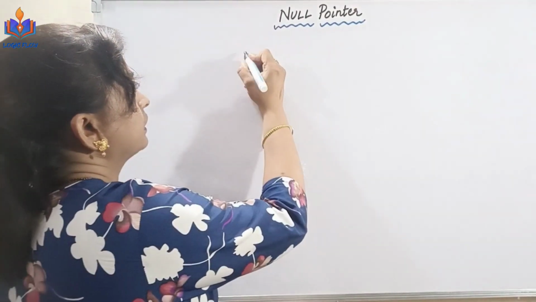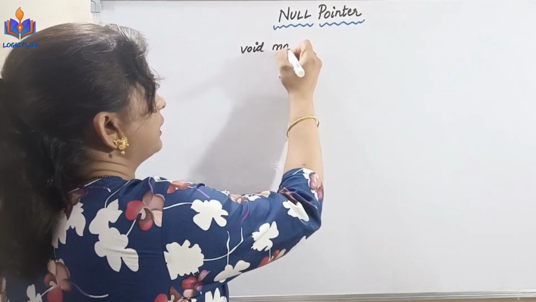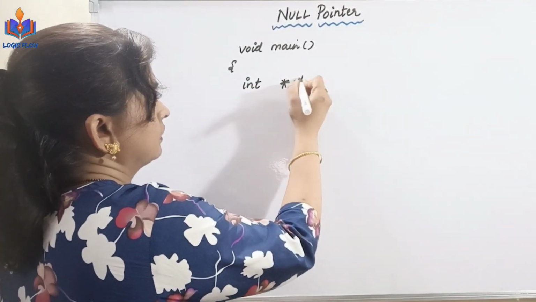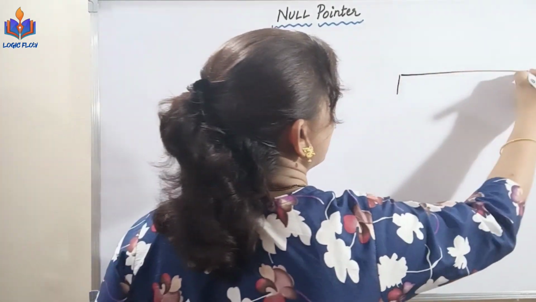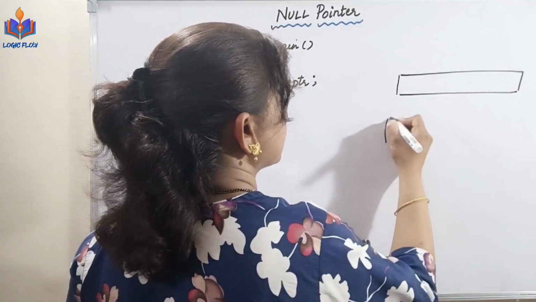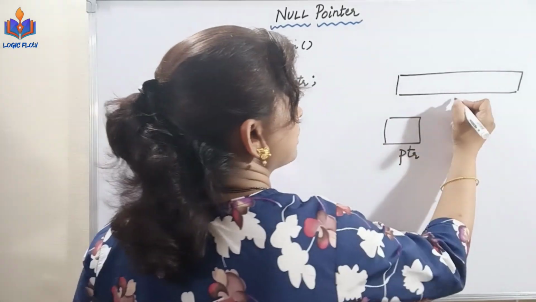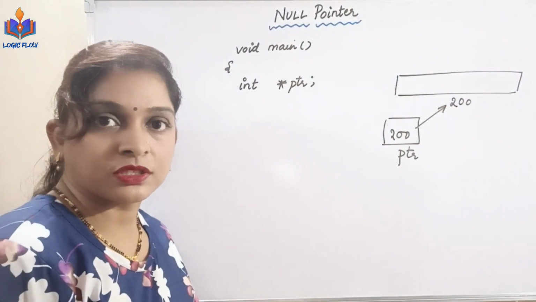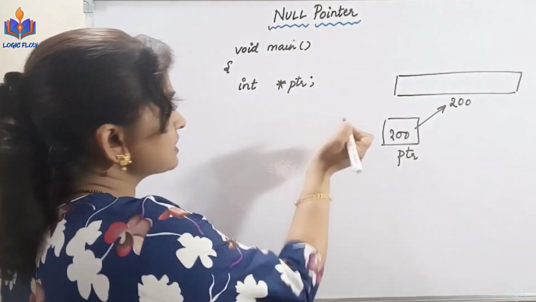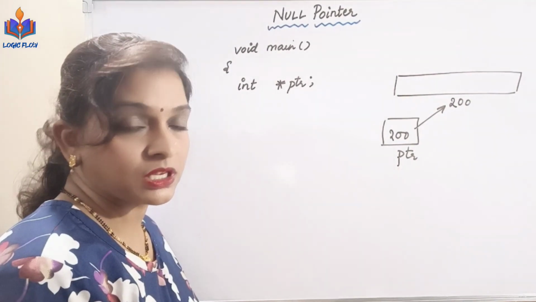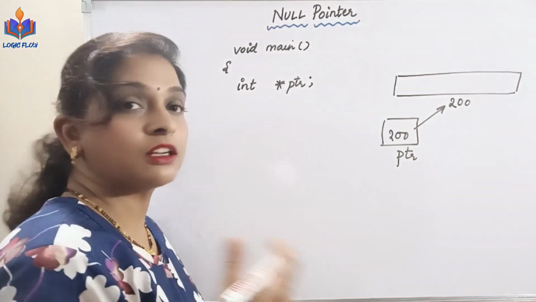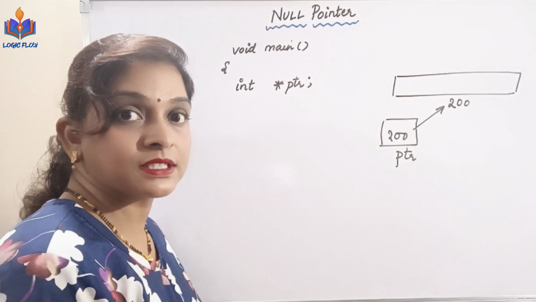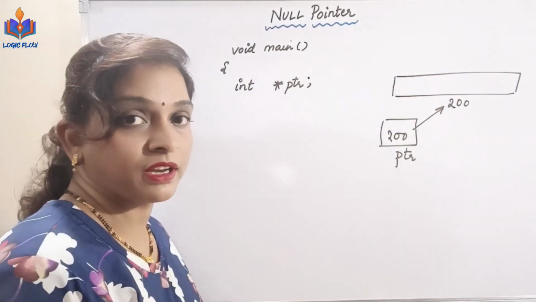So let us say we have a pointer variable. As soon as we declare a pointer variable, it will be pointing to some location. So this PTR will be pointing to some location. And if I try to access the value in that location, it is very dangerous. Because that memory itself is not free. Maybe that memory is occupied by the operating system files. And if I try to access that, it is very dangerous.